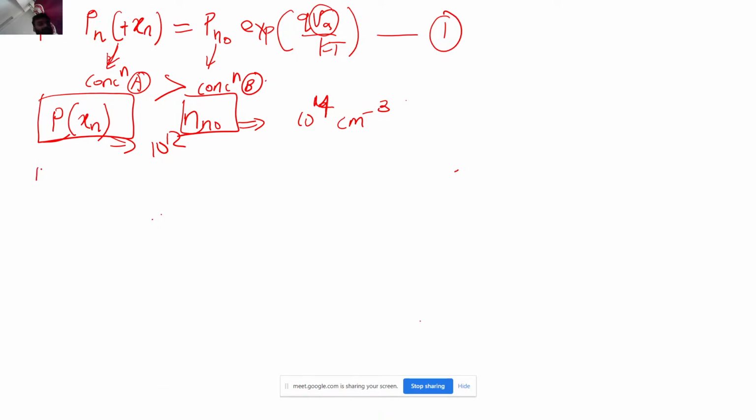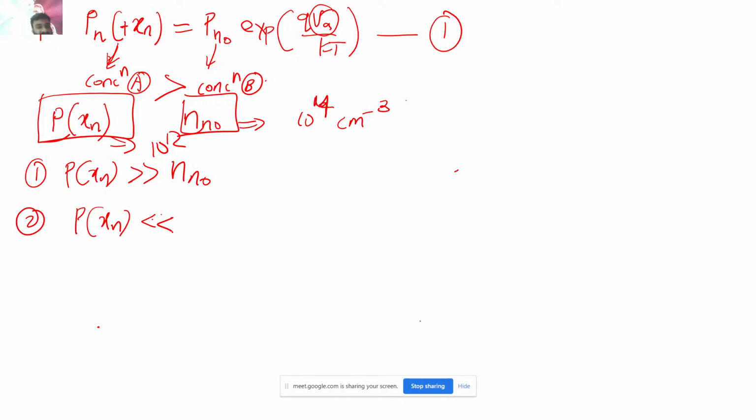Okay, I will write two statements. Just tell me which of these is correct. P of Xn much greater than N of N naught, or P of Xn less than N of N naught. First of all, tell me out of these two statements, which one is the condition for low level injection?